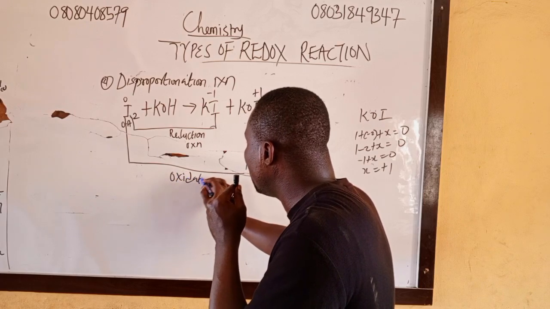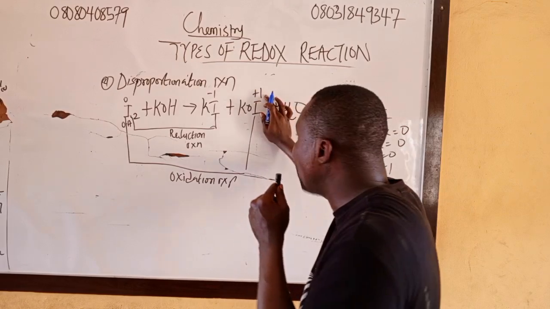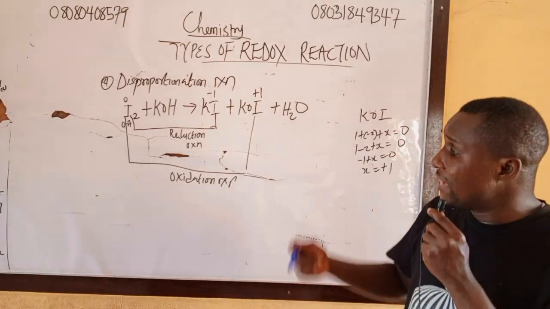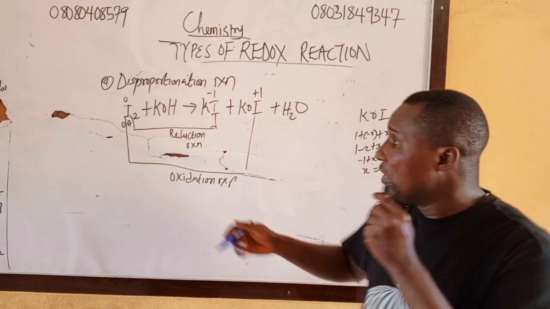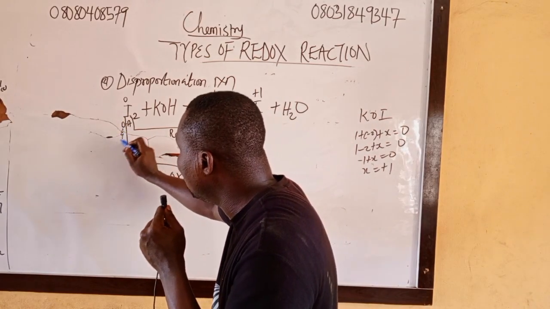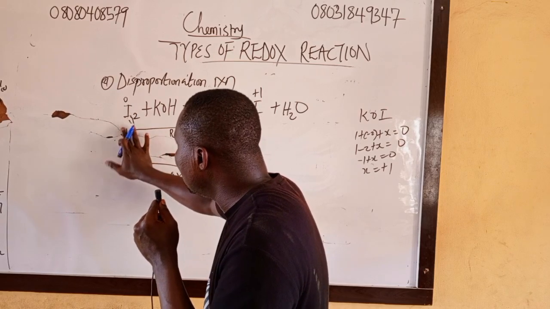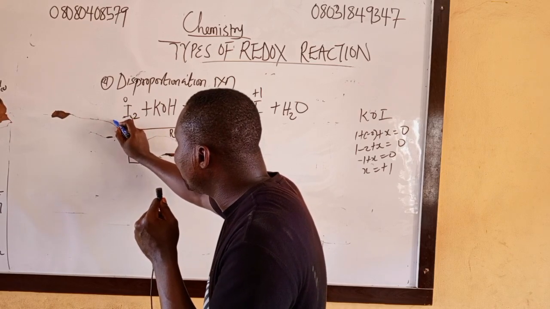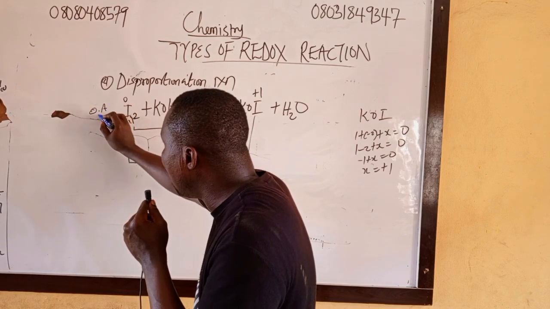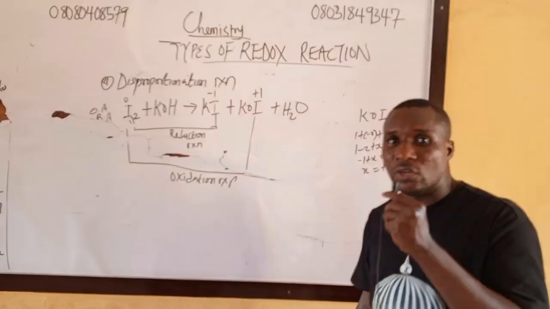Then from the same iodine to this iodine, what kind of reaction? Oxidation reaction. Why? Because it has increased from 0 to +1. And when you increase in oxidation number, you undergo oxidation reaction. That means this iodine is acting as oxidizing agent and reducing agent. This is disproportionation reaction.